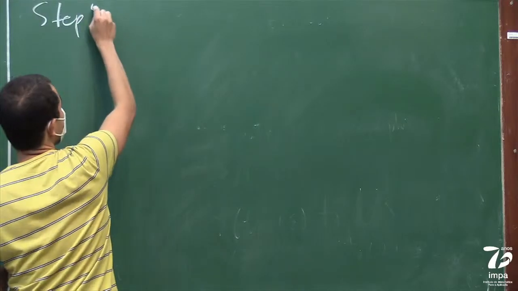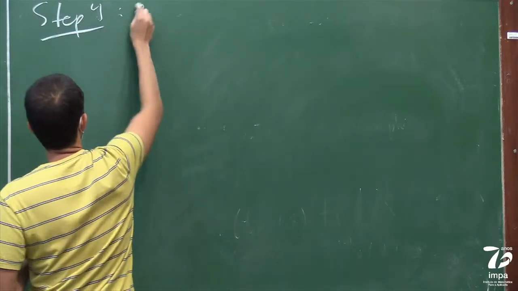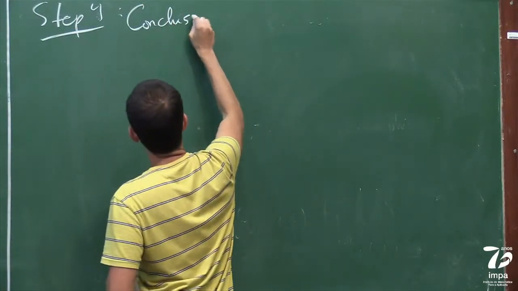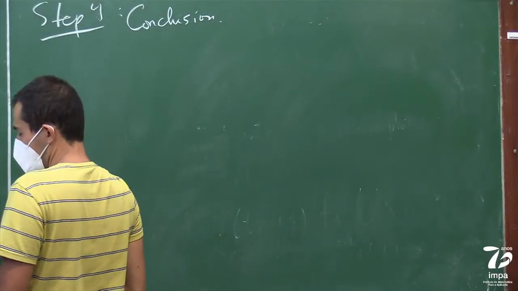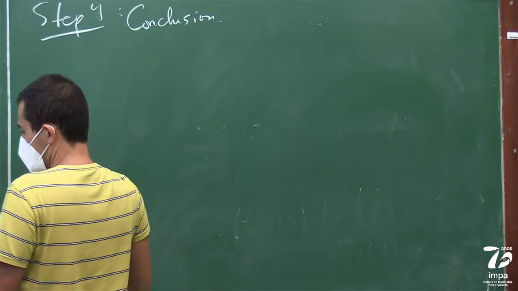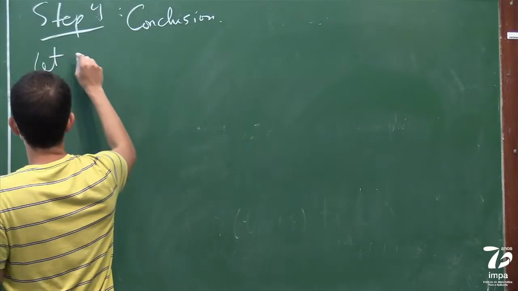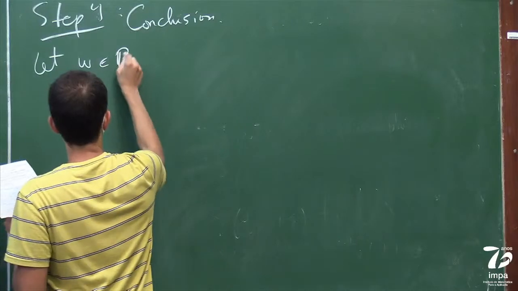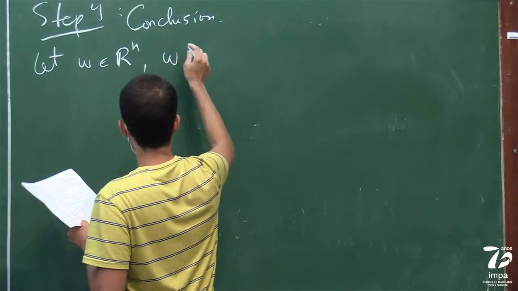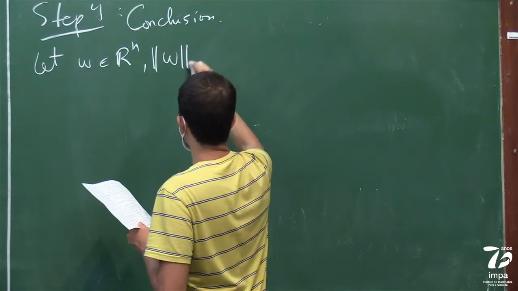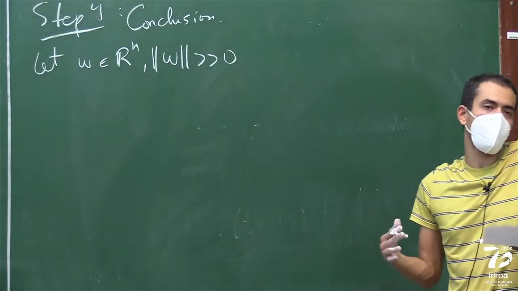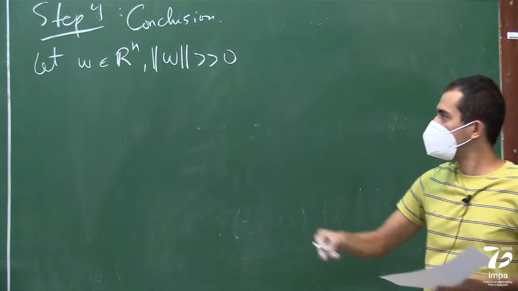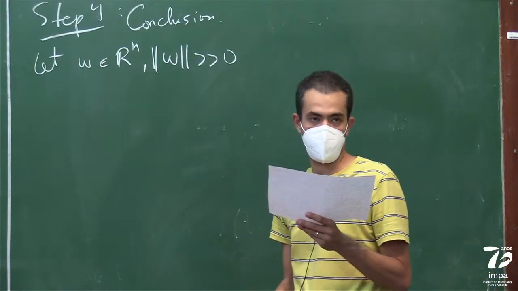So step 4, conclusion. Now we do the following thing. We let W be a point that's really big, whose norm is really big. So, for example, X is compact, so it's contained in some ball, and you take some point that's outside of that ball.